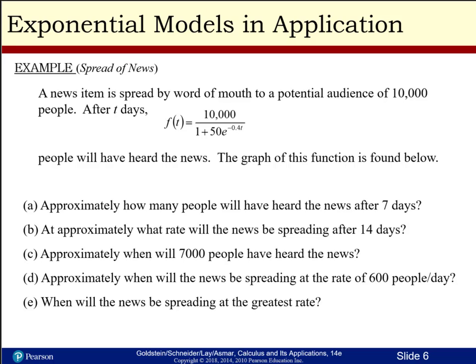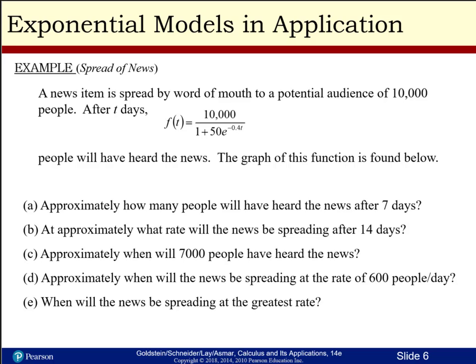A news item is spread by word of mouth to a potential audience of 10,000 people after t days. And there's our function, f of t equals 10,000 divided by the quantity 1 plus 50 e to the minus 0.4t. People will have heard the news. The graph of this function will show on the next slide. How many people will have heard the news after 7 days?